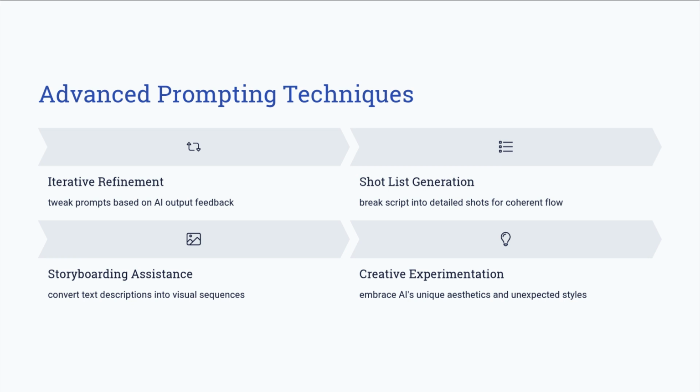Next is shot list generation. Instead of stuffing everything into one big prompt, break it down, like a movie shot list. Scene 1. Drone shot of a beach. Scene 2. Close-up of the surfer. Scene 3. Slow-mo splash. This makes your video flow naturally, like a real production.